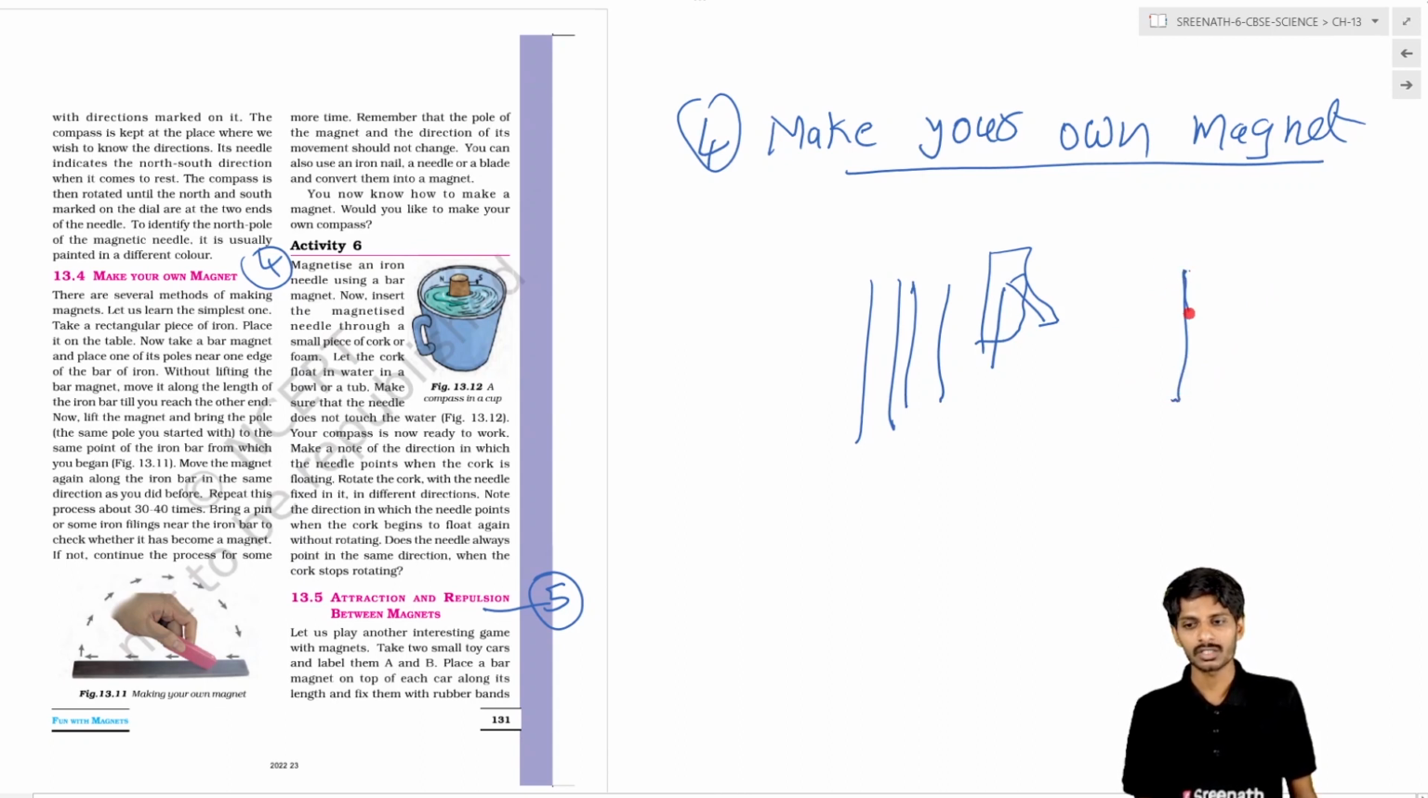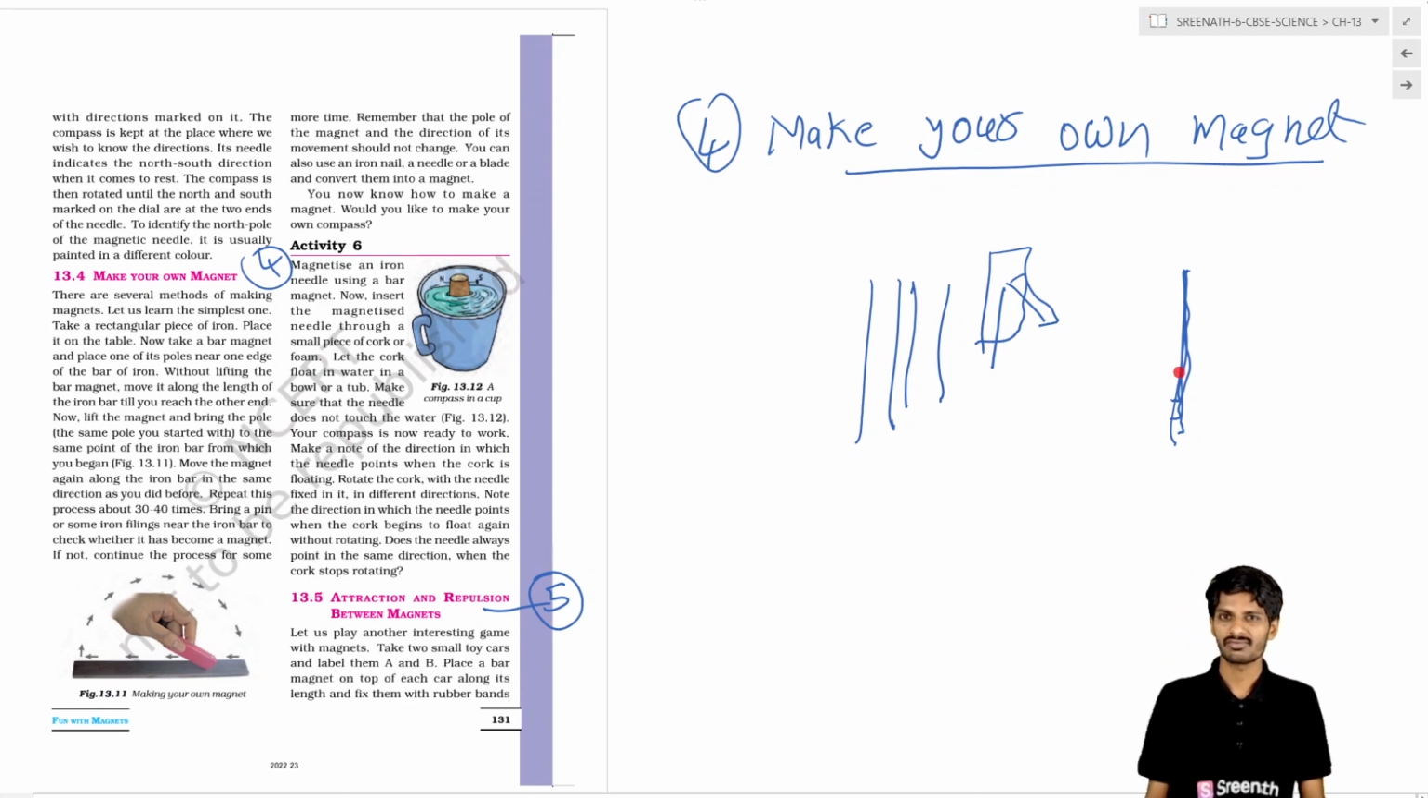You have to start from this point and end at this point, then lift your hand and move it back to this point, and again rub in this direction, and again lift your hand and rub in this direction. If you continuously rub that iron bar like that, for 20 or 30 times, what happens?